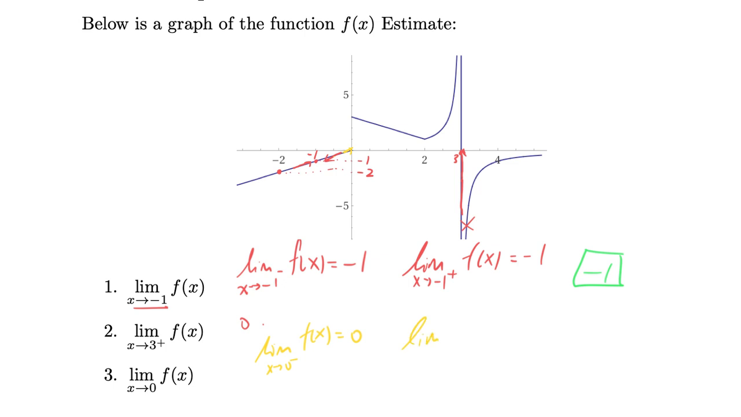And from the right-hand side, we tend towards 3. And so this is an example of type 2, right? So they exist but do not agree. So therefore, this limit does not exist.